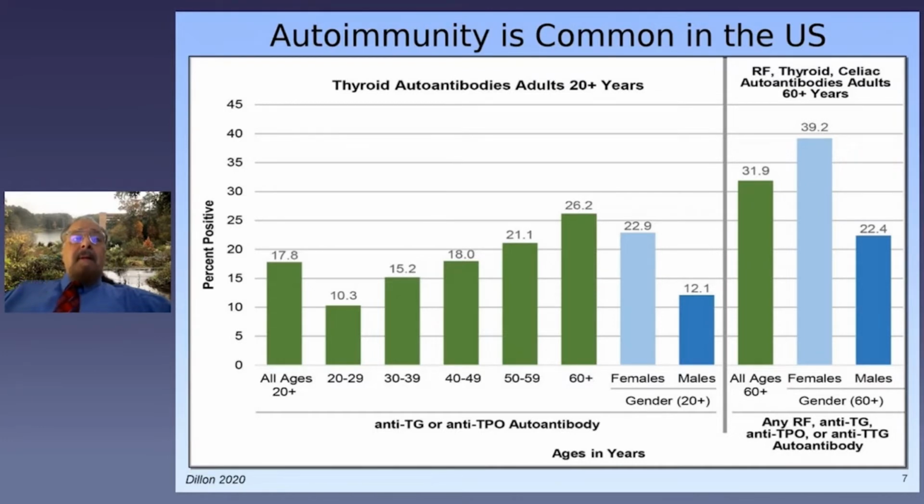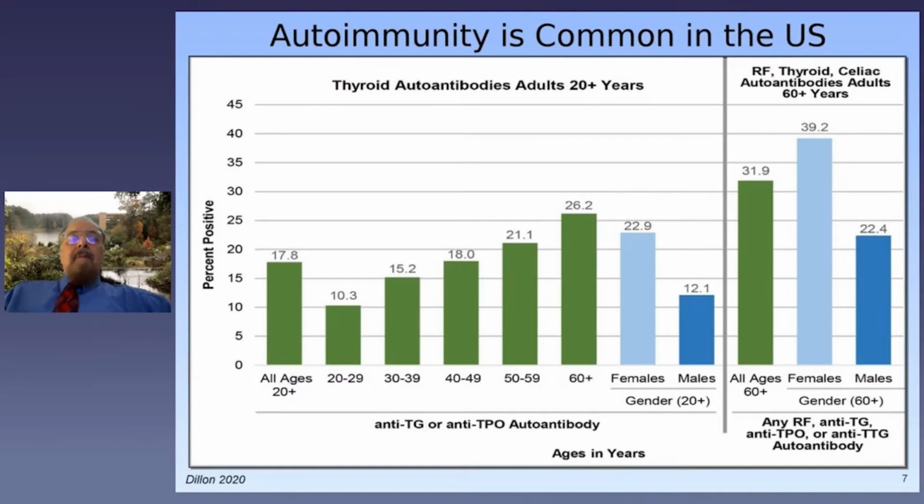And you see that it increases with age, and that women have more than men, as they do almost all autoantibodies and all autoimmune diseases. If you look at people older than 60 and you look at multiple autoantibodies on the right panel here, you see that almost 32% of all people greater than 60 years of age have autoimmunity. It's up to about 40% in women, very high proportion. So this is very common.